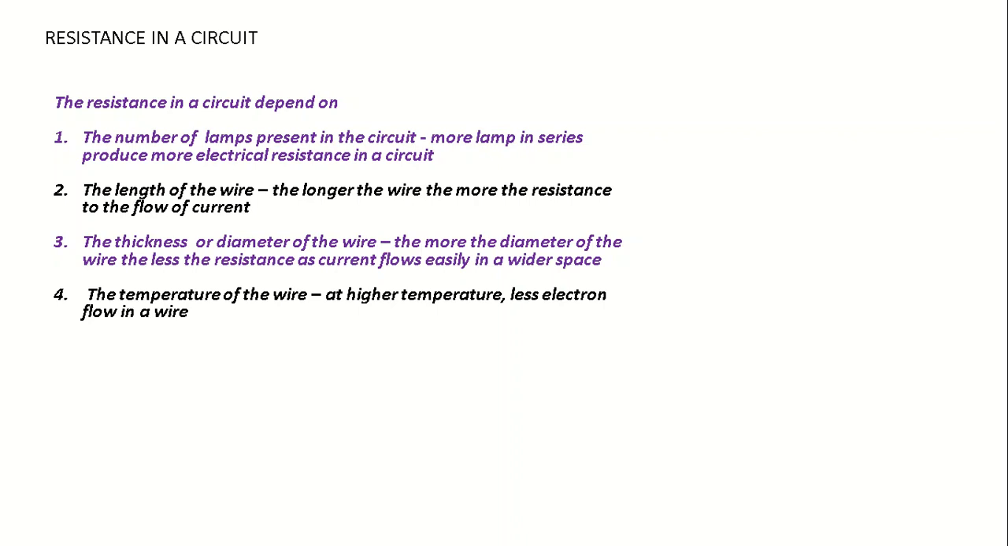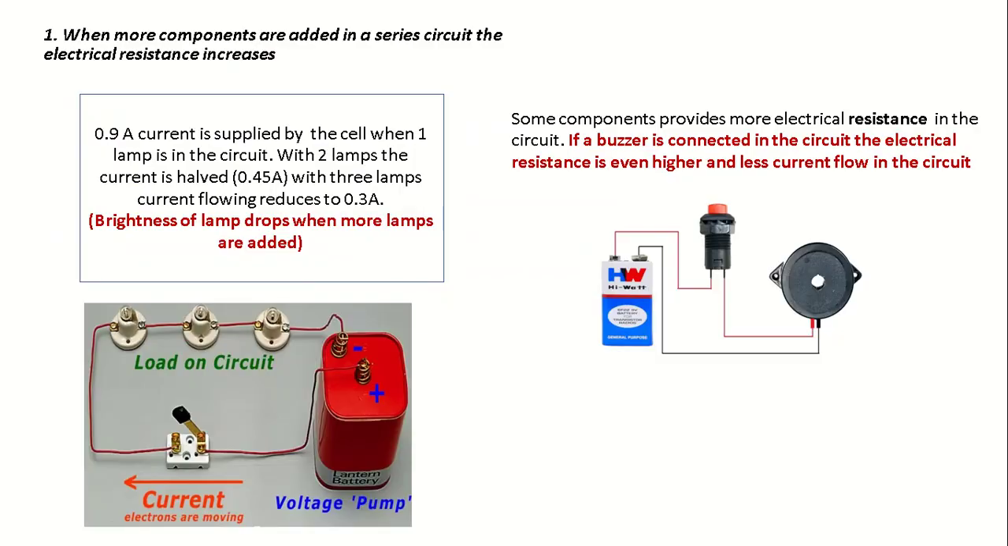Number three, the thickness or the diameter of the wire. The more the diameter of the wire, the less the resistance, as current flows easily in a wider space. In other words, the less the diameter of the wire, the more the resistance. Okay? And number four, the temperature of the wire. At higher temperature, it has been verified that less electron flow in a wire.